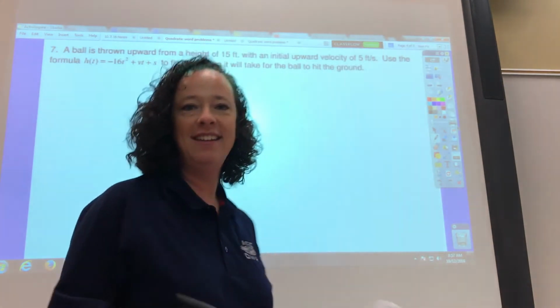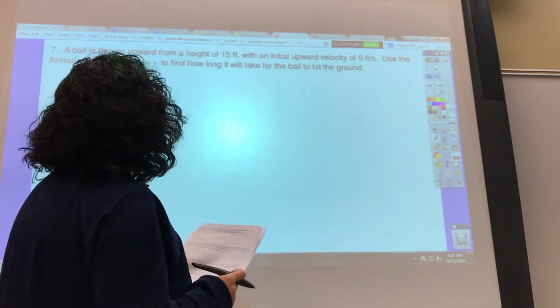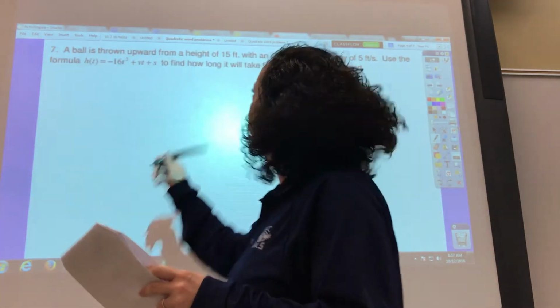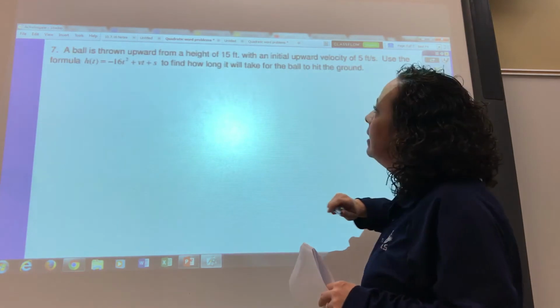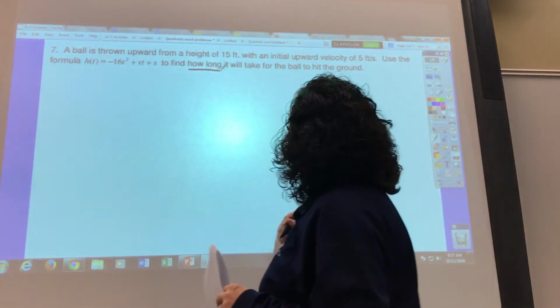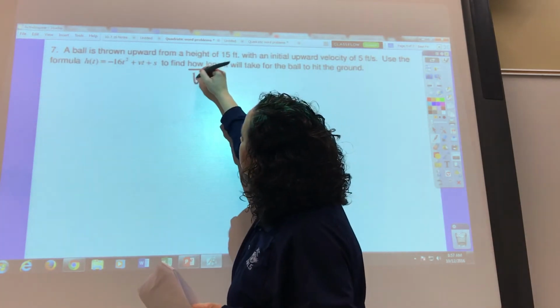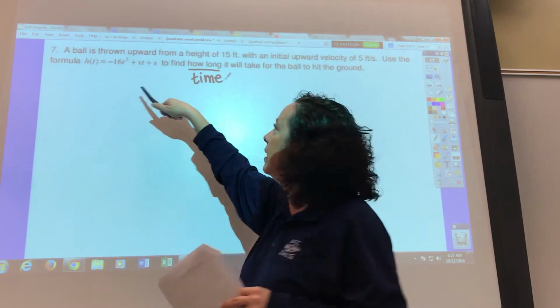Hello, it's me again. I am going to go over number 7, and this one is talking about a ball that is thrown upward from a height of 15 feet with an initial upward velocity of 5 feet per second. Use this formula again to find how long it will take for the ball to hit the ground. So again, they're asking for time, but I've got to plug into this vertical motion formula.